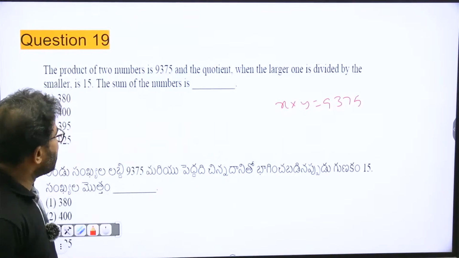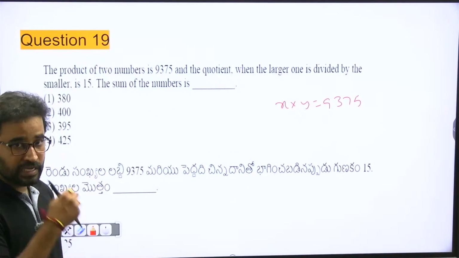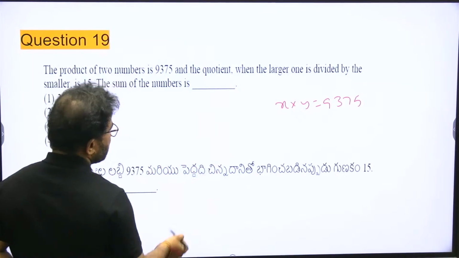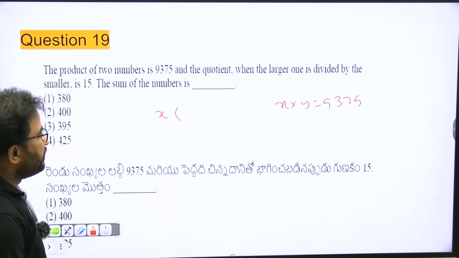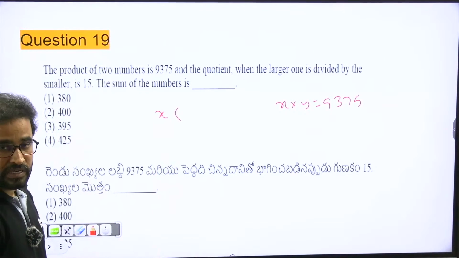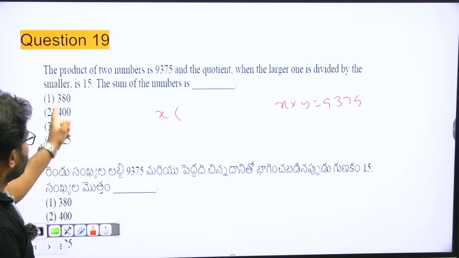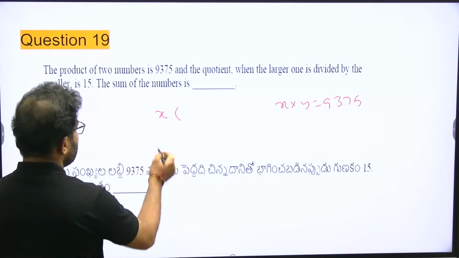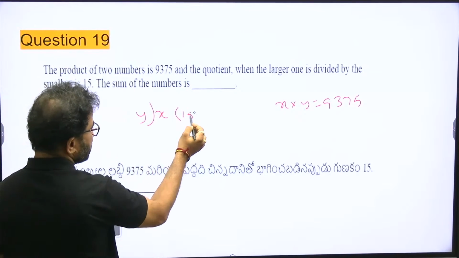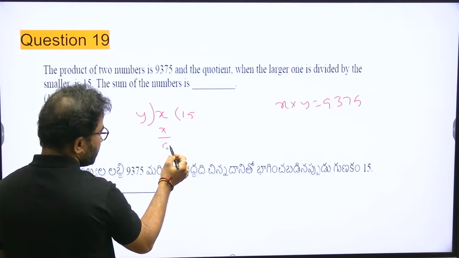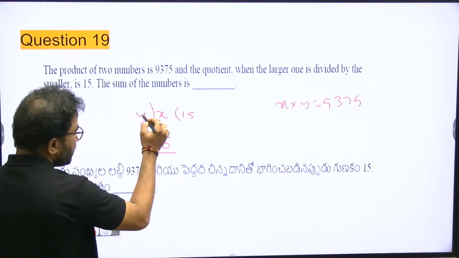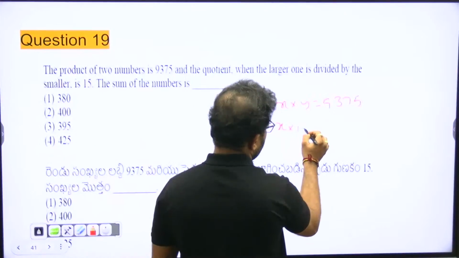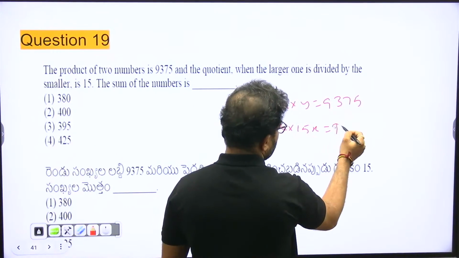So these questions we can work out with the help of the elimination method also. Look at this one. For example, the larger number we need to take as x, divided by the smaller one is 15. So whenever I am dividing this number, I am getting 15 as the quotient value. 15 is the quotient, so 15 times, and definitely we are getting 0 as the remainder. So this can be written in the form x into 15x is equal to 9375.